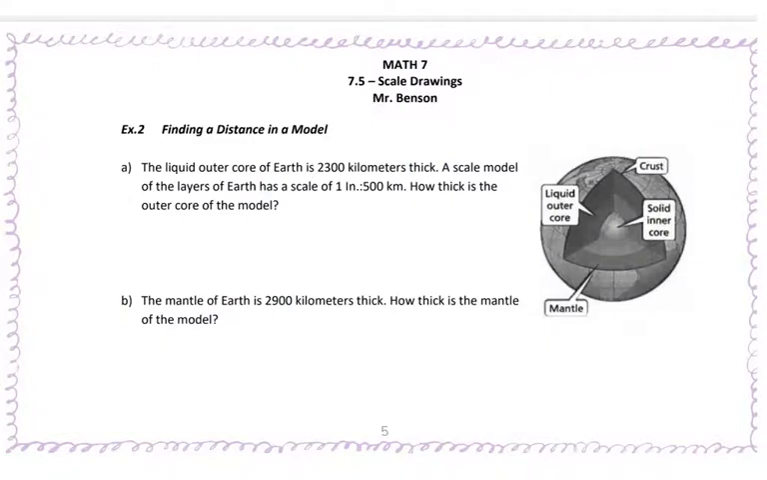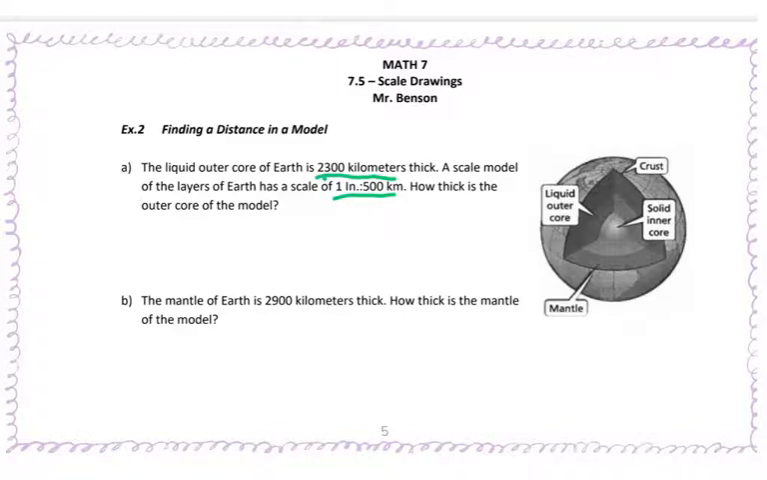Okay, so now we have a 3D model here. The liquid outer core of the Earth is 2,300 kilometers thick. The scale model of the layers of the Earth has a scale of 1 inch to 500 kilometers. How thick is the outer core of the model? So we're finding the thickness here. We're looking for a distance, right?